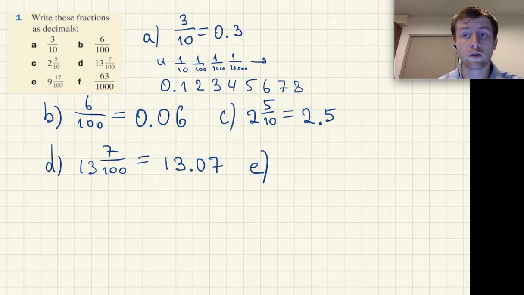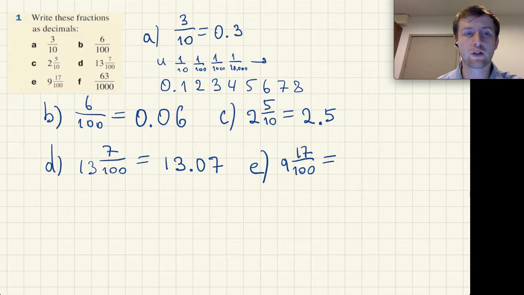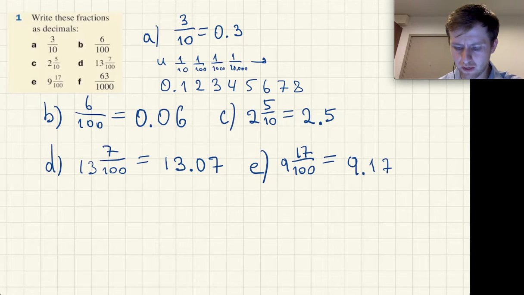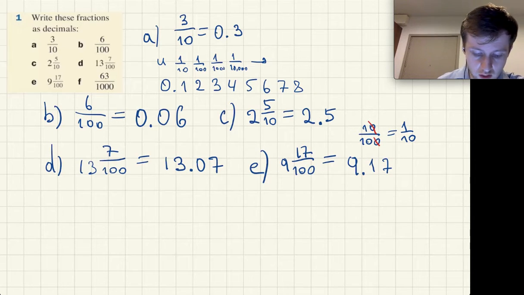E is going to give us 9 and 17 over 100. It gets a little bit trickier here. With 17 over 100, we have to fill all the spaces this time. 17 hundredths is like saying there are 7 hundredths and then 10 hundredths. And 10 hundredths can be written as 1 tenth, if we simplify it. So it's 9.17.